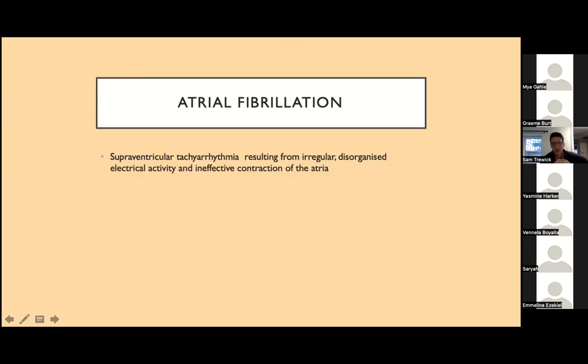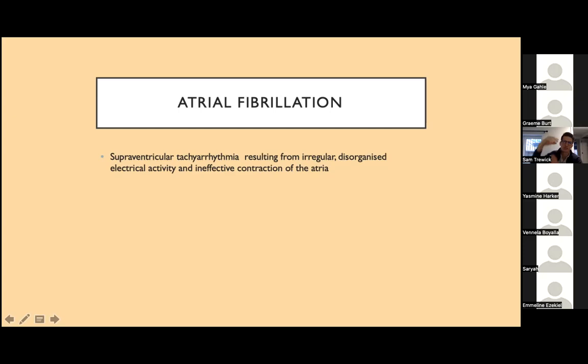So AF, defined by NICE, is a supraventricular tachyarrhythmia resulting from irregular disorganized electrical activity and ineffective contraction of the atria. Now that's a complete mouthful. So how I generally describe it is I say, your heart is made up of two halves really. We've got the ventricle down the bottom. What should be happening is atria and ventricle, atria and ventricle. But in AF, what's happening is the atria is doing this, and that's really it.